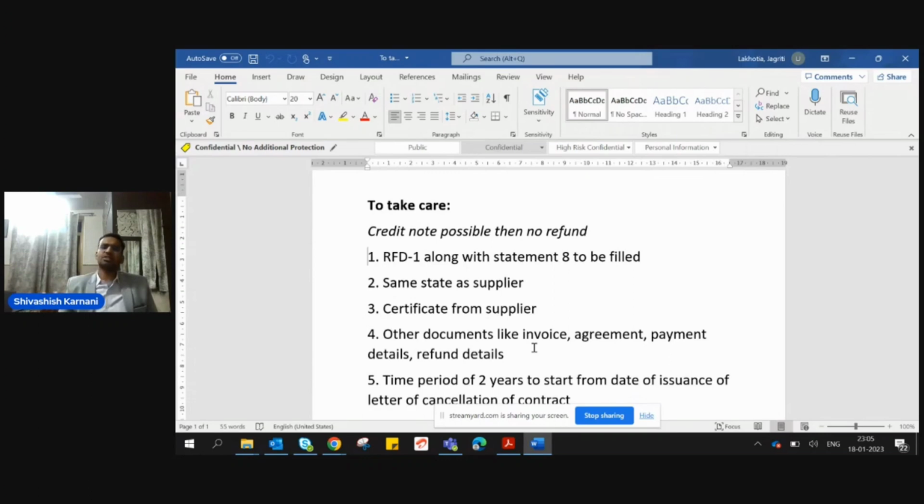The letter of cancellation of contract, the letter stating that I would not be able to give you possession of the property, was issued by the builder in November 2022. In that case, I can claim the refund till October 2024, because 2 years has to be calculated from the date of cancellation of contract, which falls in November 2022, and 2 years expires in October 2024.